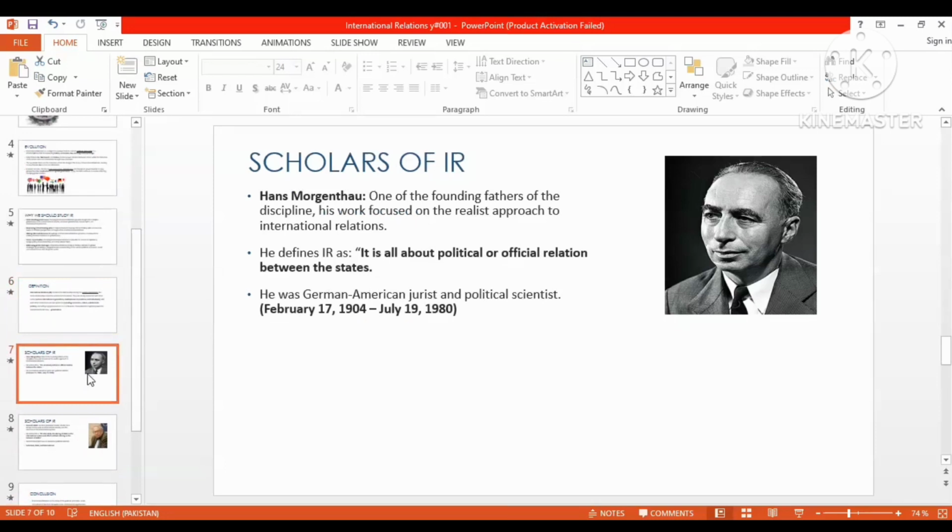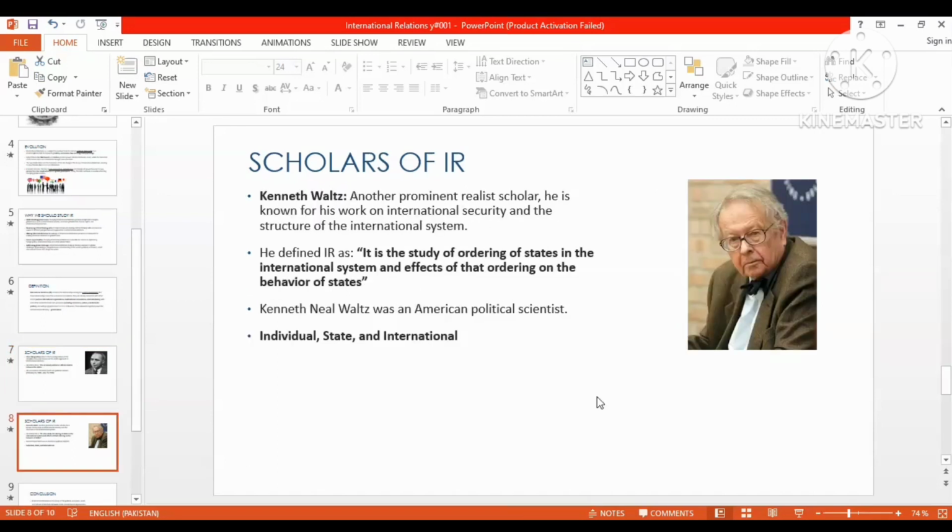Okay, then we have some scholars of international relations. Hans Morgenthau, one of the founding fathers of the discipline, his work focused on the realist approach to the international world. He is considered a founding father of international relations, and he finds that it is all about political and official relations between the states. He was an American and German jurist and political scientist, born in 1904 and died in the 1980s.